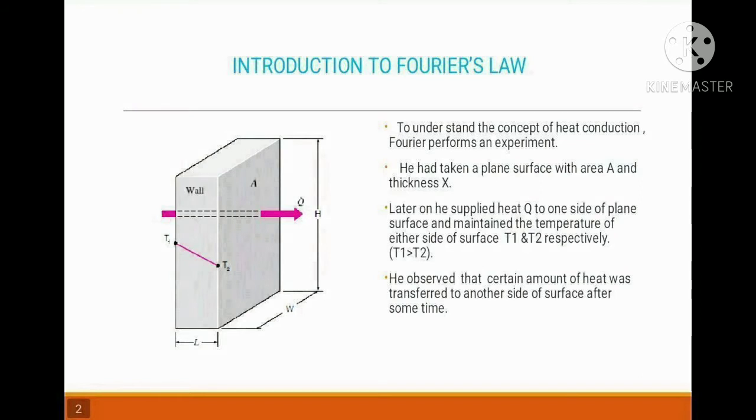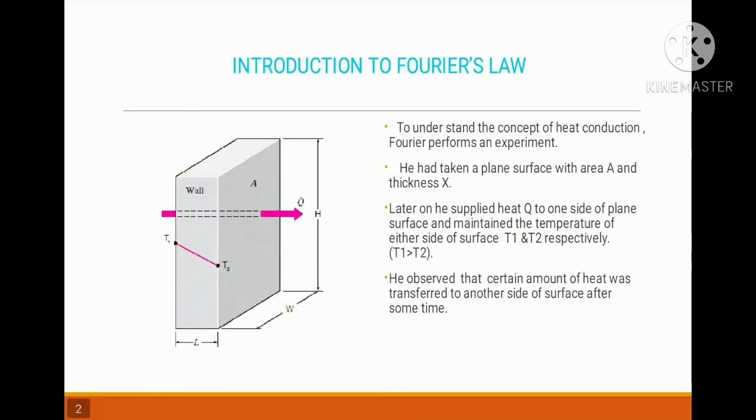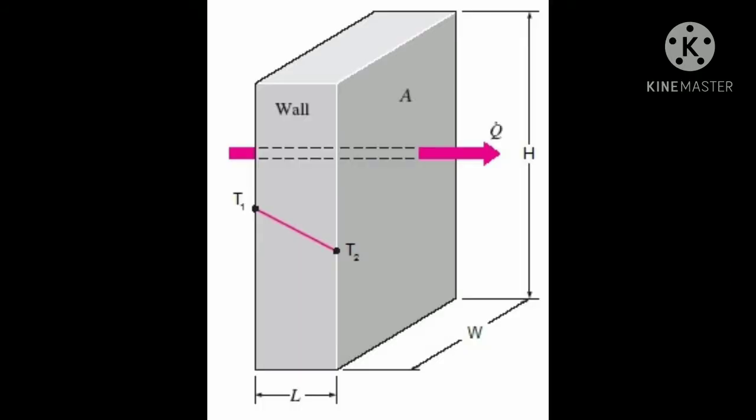The question in mind is how heat is transferred from one surface or side to the other side. You can observe that heat is transferred from one surface to the opposite surface through a dark pink arrow, but this is not the actual way of heat transfer. The heat transfer takes place along tapered lines between these two temperatures, which is shown by the small pink line in the figure.